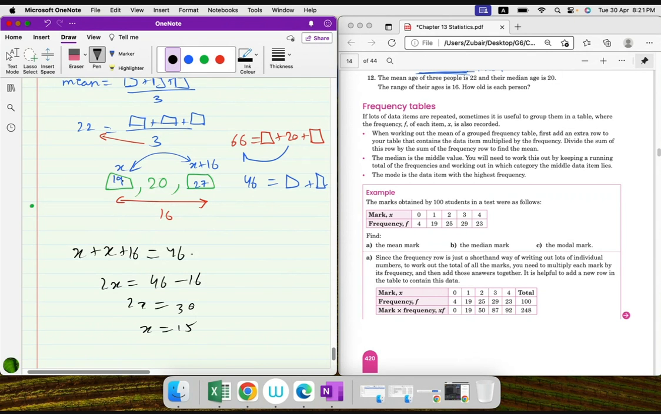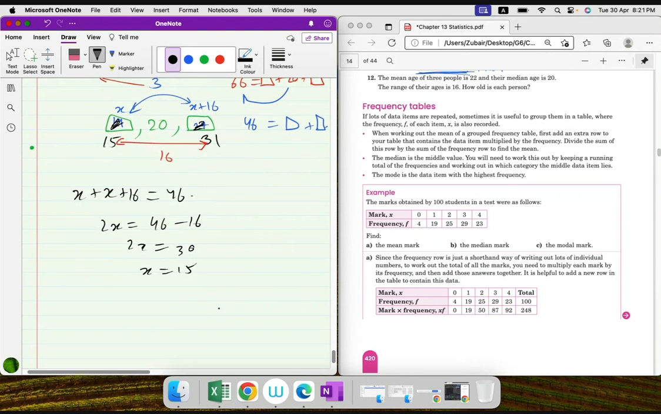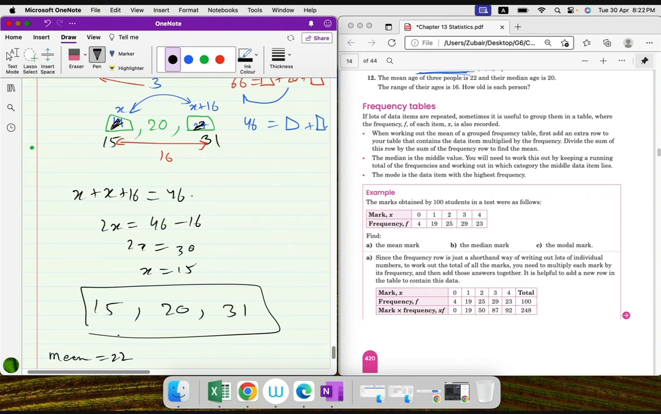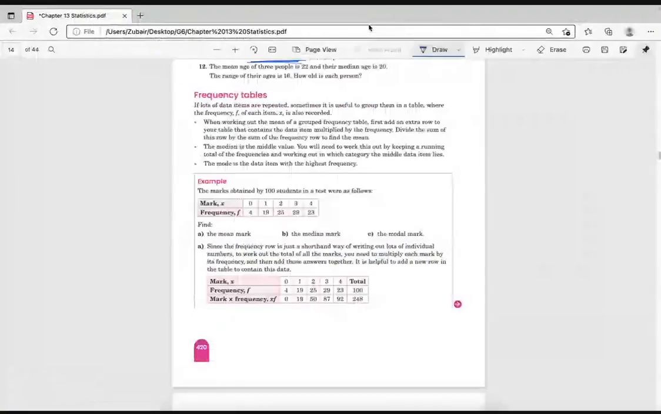So clearly, this first age is 15. And the second age is 15 plus 16, that is 31. So the ages are 15, 20, and 31. When we use this data, we get a mean of 22 and a range of 16. Yes. Clear? Yes, sir. Ali? Yes, sir. Yes, sir. Okay.